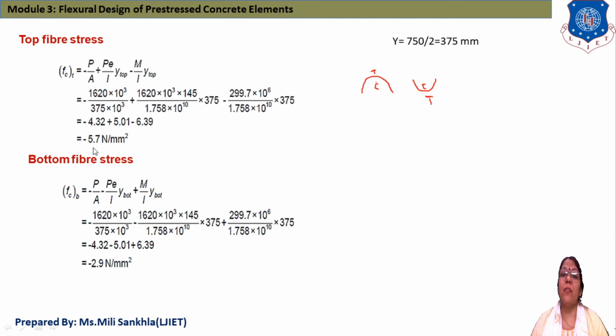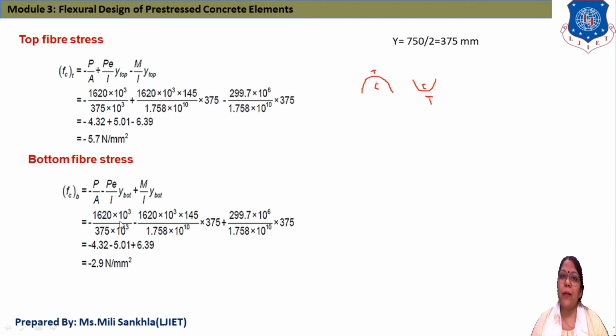That means this one is the compressive forces. Now we find out bottom fiber stresses. Again at bottom fiber stresses, the pre-stressing force is compressive, that means negative, and the deflected shape due to moment at the bottom is tensile forces, that we take positive, and ultimately the total section is subjected to compressive, so minus P by A.